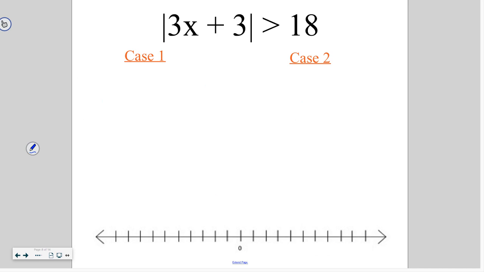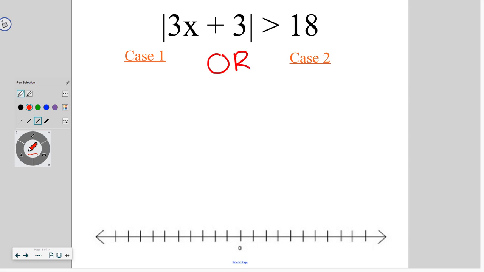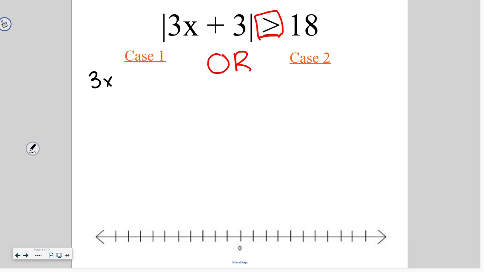If we look at this problem, we're starting with a greater than symbol, which is going to indicate to you that this is an or problem. Again, I highly recommend taking the time to write out your two cases. So that first case stays the same and the number stays positive. The second case, the inequality symbol flips and the answer becomes negative.